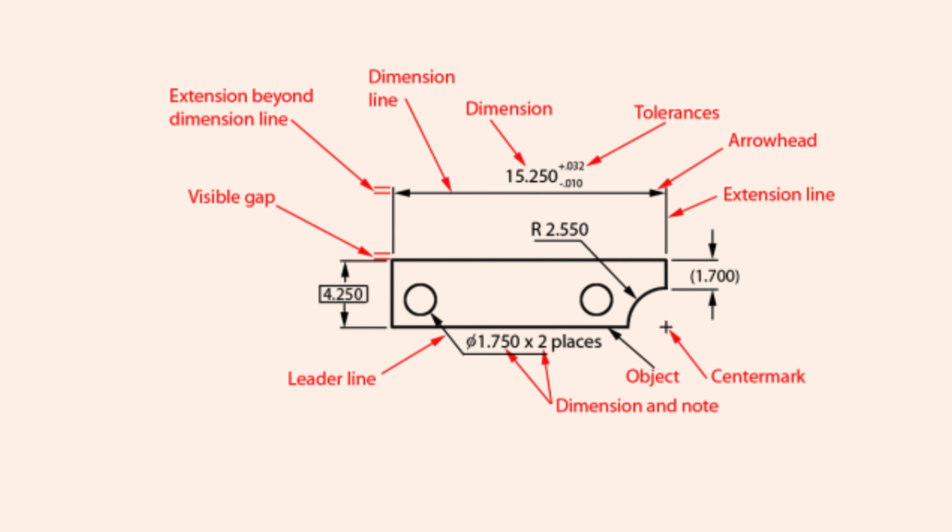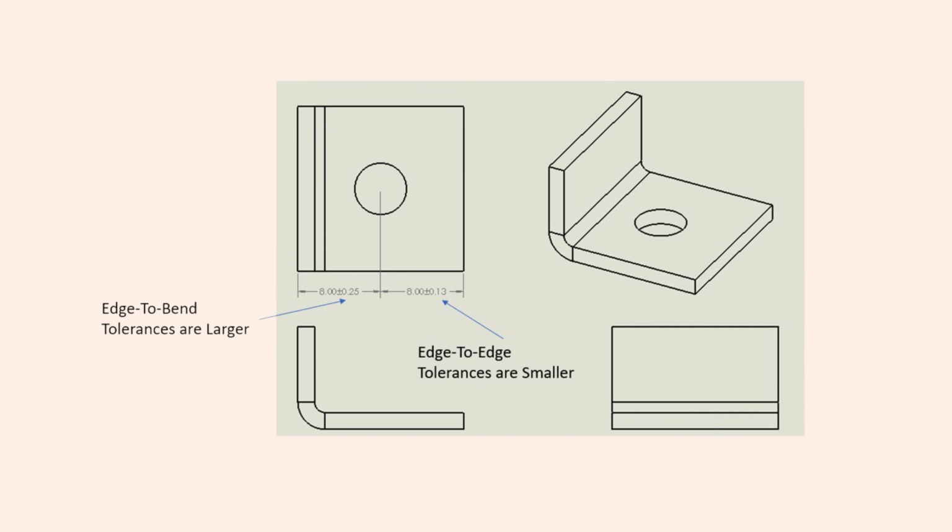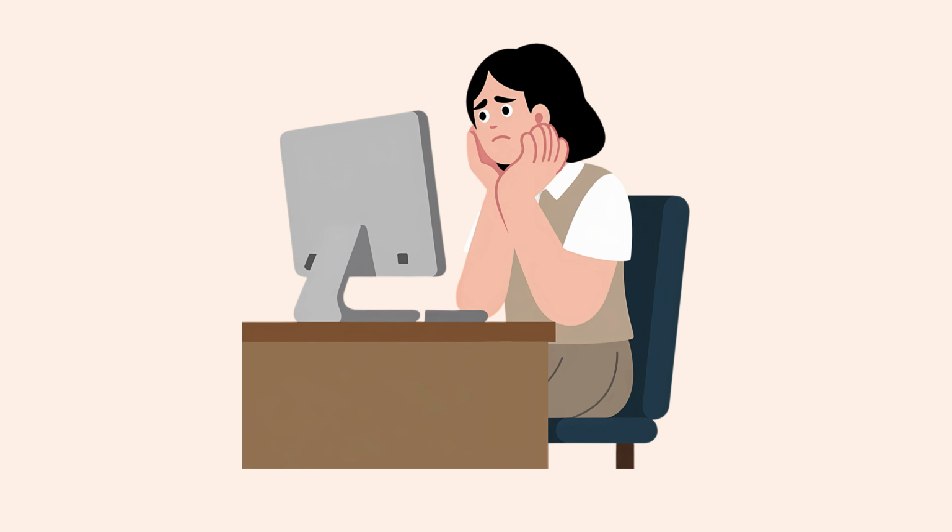Step 4. Find the tightest tolerance. That's the hardest feature to manufacture. That's where the designer was losing sleep. That's where you focus.